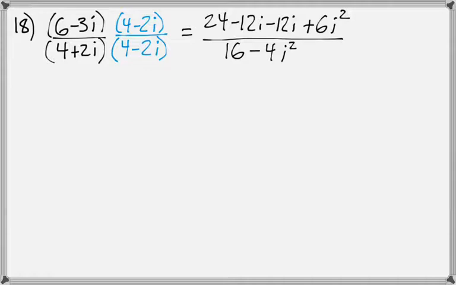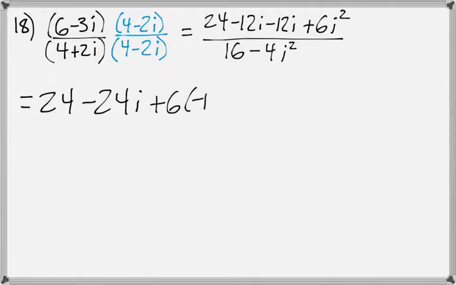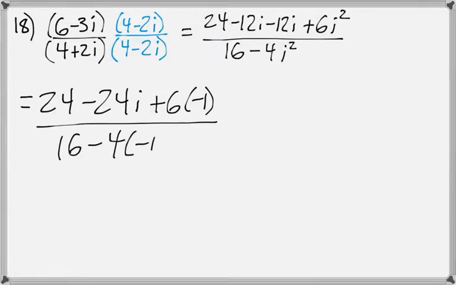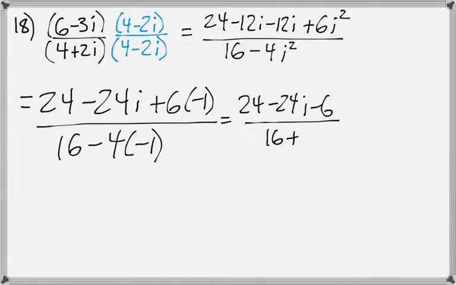Okay, so a lot of simplifying to do here. It's going to be 24 minus 24i plus 6 times negative 1, all over 16 minus 4 times negative 1. So that's going to be 24 minus 24i minus 6 over 16 plus 4.